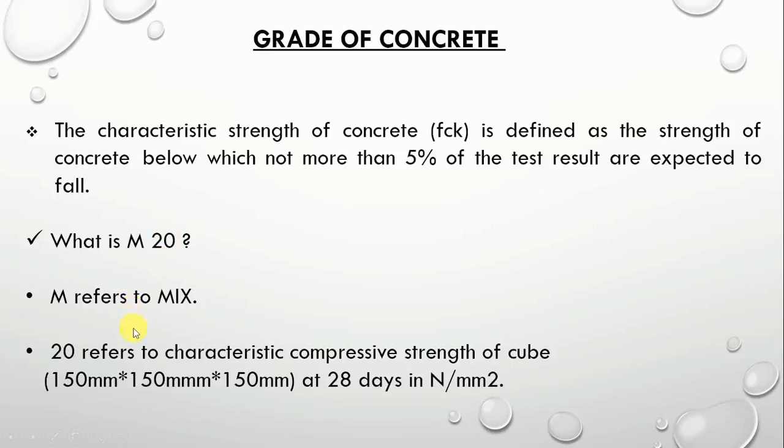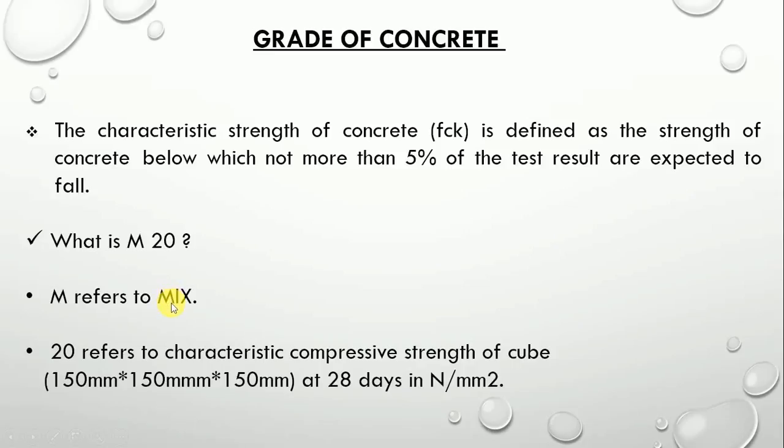20 means it is the characteristic strength of the concrete cast in a cube of 150 mm by 150 mm by 150 mm, after 28 days, which is measured in Newton per mm square. It is the characteristic strength. M20, or 20, means strength of concrete which we get after 28 days.